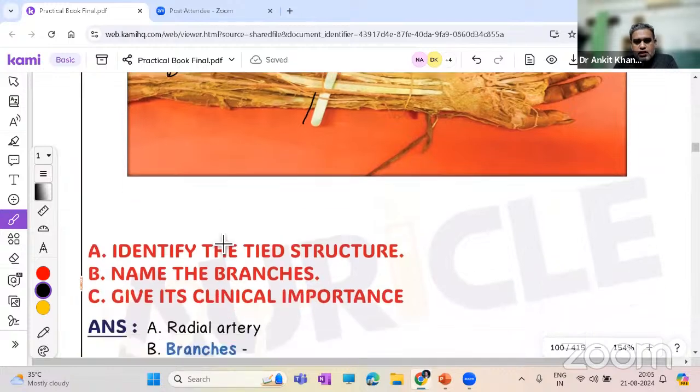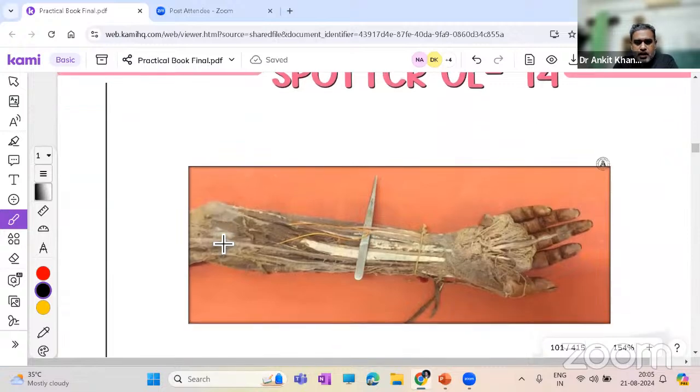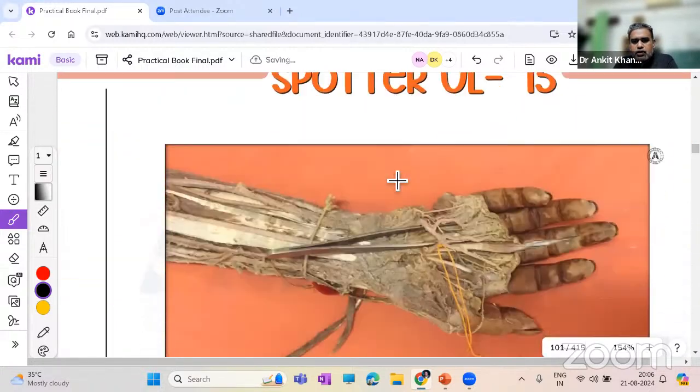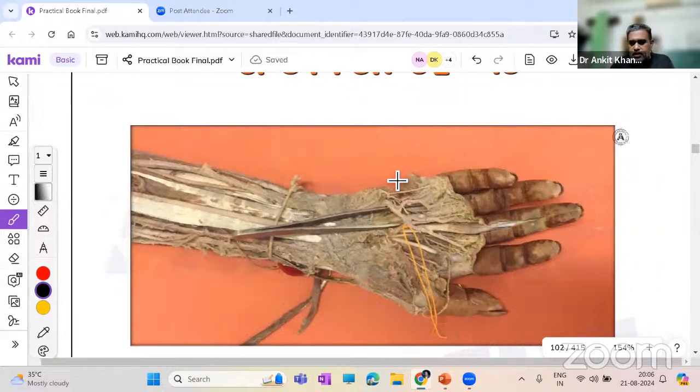Okay, so then radial artery, and all the branches in the theory part. Okay, a continuation. So it is now on the medial aspect, as you can see, it has to be the ulnar artery. Yeah, it is the ulnar artery. Then the branches, theory part of it. Okay, let us do the last question of the rest of the spotters over here.